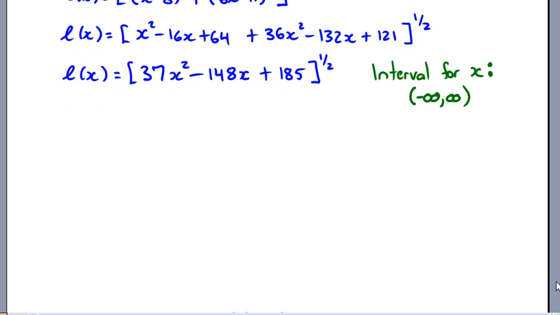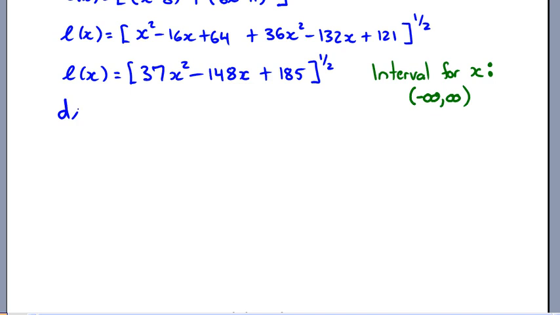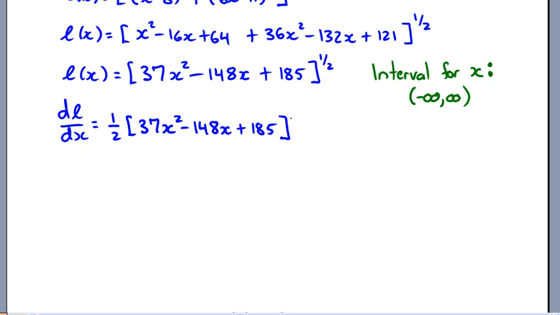Okay, now it's time to go and do some calculus. Let's go and do our derivative. Let's go and do dL/dx, or if you wish, L prime. So it looks like we've got a little blob here with a half on it, so I'm going to do my chain rule. The half comes down, leave the blob, 37x squared minus 148x plus 185, all that to the negative 1/2. Now multiplying by the derivative of that blob, that's going to be 74x minus 148.